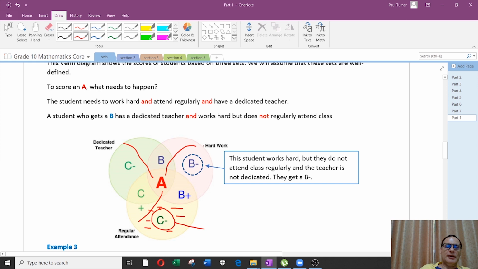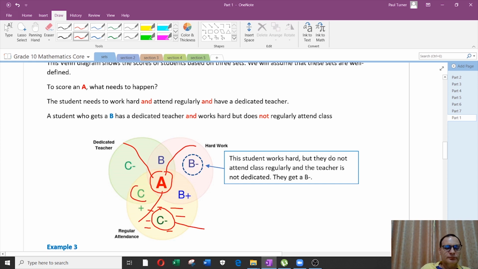What about this example here? We've got the student works hard, but the teacher is not dedicated and the student does not come to class all the time. So if they work hard, they'll get a B minus, which is not that bad. But to get an A, you have to have all 3 things happening. Okay.